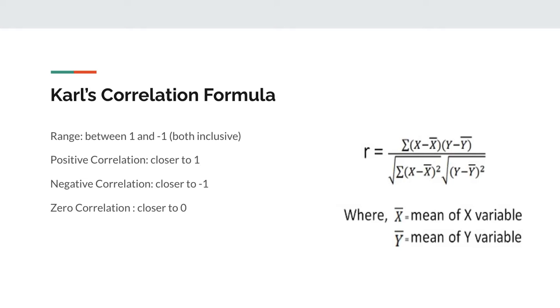Karl's correlation coefficient is usually represented by the letter r, and the formula can be seen on the right hand side. The range for the value of r is between 1 and -1, both inclusive, wherein a value closer to 1 would indicate a positive correlation, a value closer to -1 would indicate a negative correlation, and any value closer to 0 would indicate zero or no linear correlation.